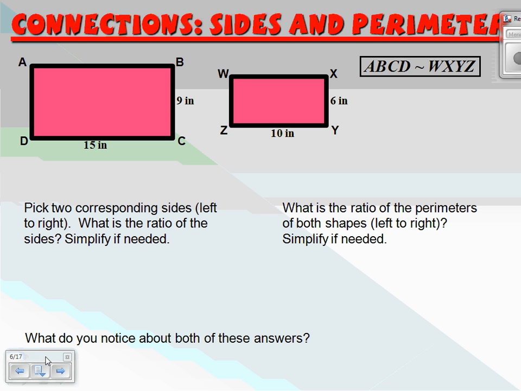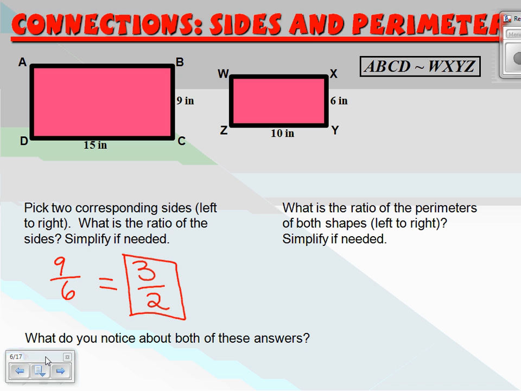What I'm going to do is I'm going to pick 9 and I'm going to pick 6. So I'm going to write the ratio of the 2 sides that are corresponding is 9 to 6. Could I have chosen 15 and 10? Yes, I could. But I'm choosing simply just 9 and 6. So what is the ratio of these 2 sides? 9 to 6. I should simplify this. What does 9 to 6 simplify to? It simplifies to 3 to 2. Okay? That's the answer for the very first problem.